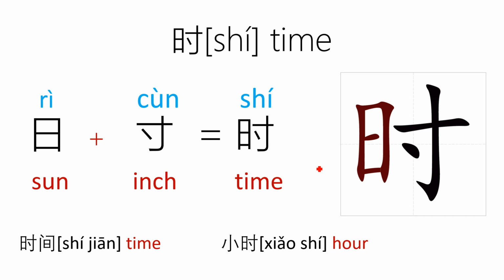And to make some words here, we have 时间 means time. 小时 means hour. So 时 is a really important character to remember for time.